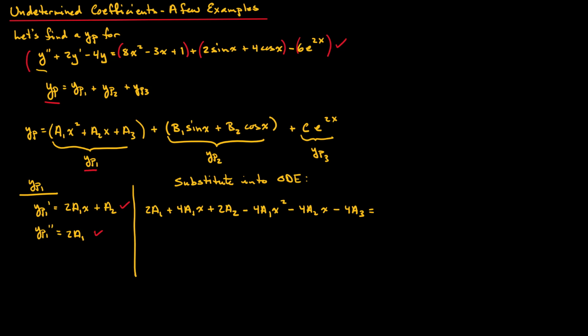and it is equal to our right-hand side. Now, remember that we're splitting up the non-homogeneous term into 3 non-homogeneous terms. So the first one is r1 of x, and the second one r2 of x, and r3 of x. So we will just be setting it equal to r1 of x. So that is 8x squared minus 3x plus 1.